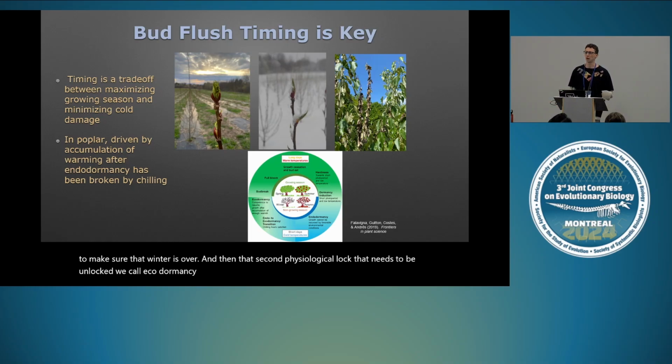And then that second physiological lock that needs to be unlocked we call ecodormancy. That is released by the accumulation of warm temperatures. That's essentially a check to make sure spring has truly arrived.